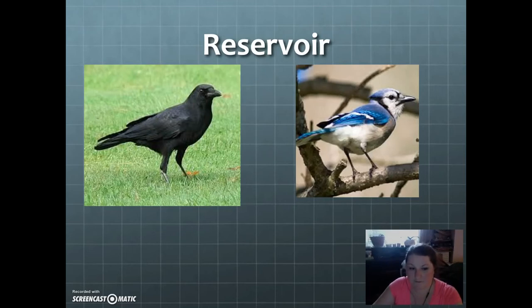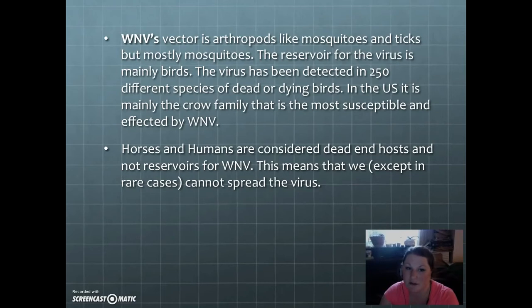Its reservoir. First of all, the vector for the West Nile virus is arthropods, like mosquitoes and ticks, but it is mostly the mosquitoes. The mosquitoes bite the infected bird, which is the reservoir for the virus. And for the most part, birds are the main host. The virus has been detected in 250 different species of dead or dying birds. In the US, it's mainly the crow family that is the most susceptible and affected by the West Nile virus.